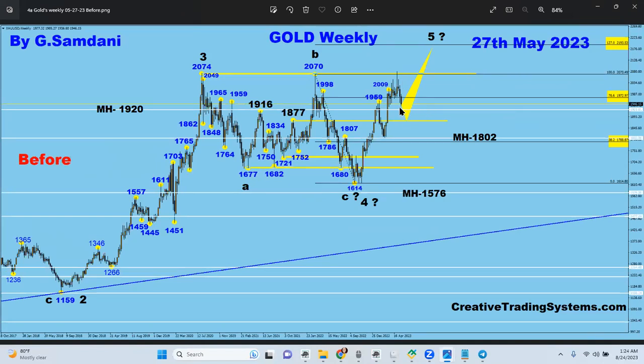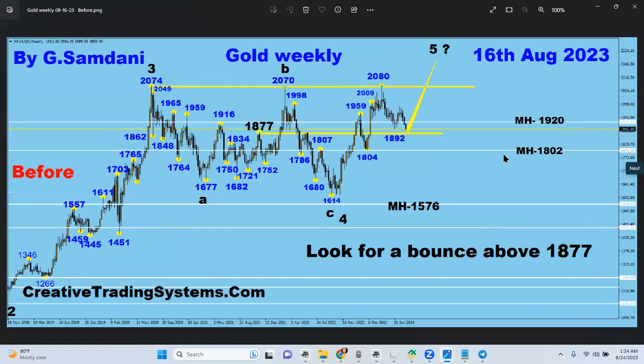So I said, okay, now it's going to drop to 1877 from here, 1877. So it came very close, then started to bounce, then came down and came very, very close. I think it's like 1880 or 85, something like that. And then I made another chart, which was this on the 16th of August, when it was almost there, right? So it started to bounce and then came back again. 1877 was in question. So we said, look for a bounce above 1877.